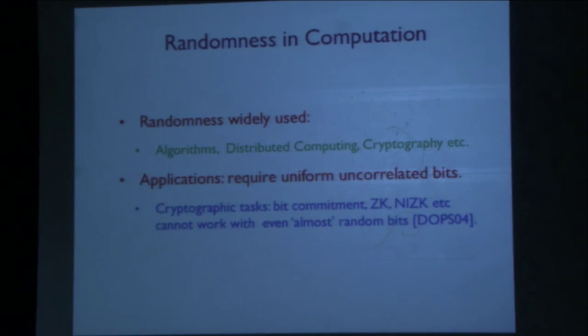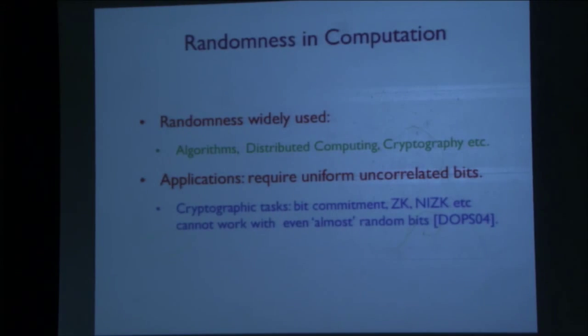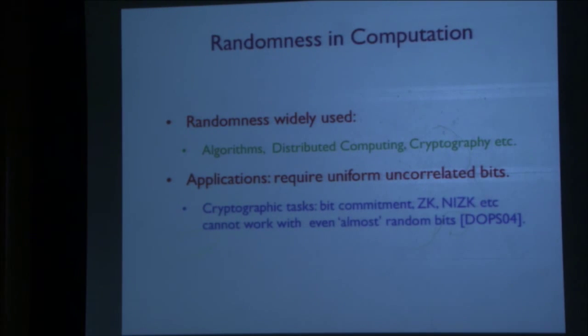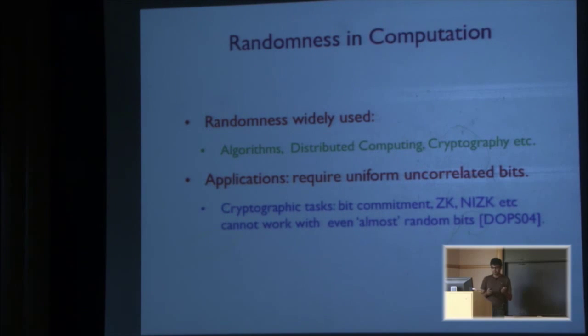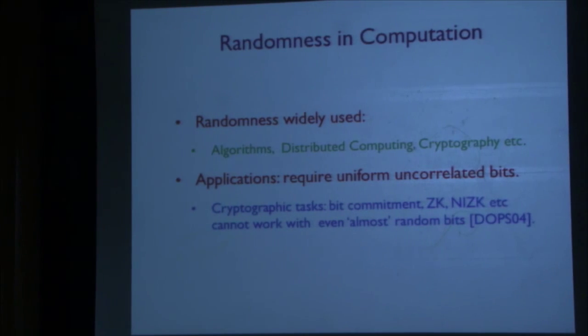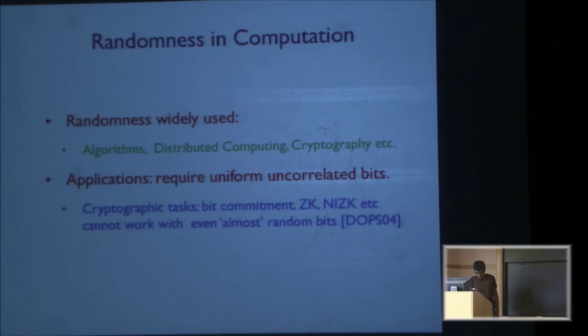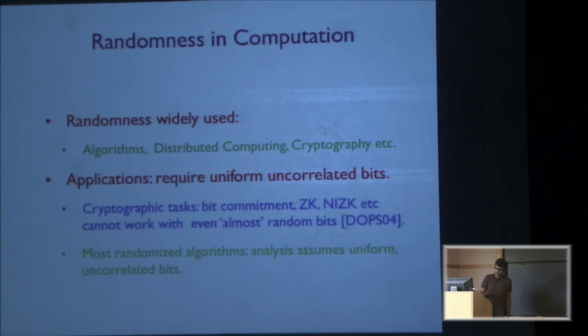In this direction, there has actually been some work which showed that some basic cryptographic tasks are not possible even with almost random bits, where the bits are not totally independent and uniform, but maybe come with some min-entropy. Also, most of the randomized algorithms that we study assume that you have access to uniform uncorrelated strings.